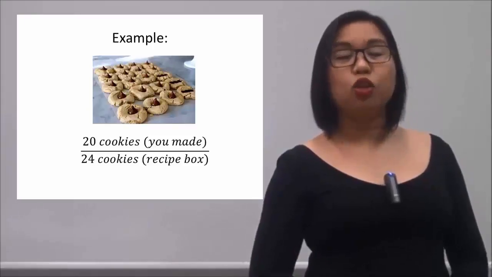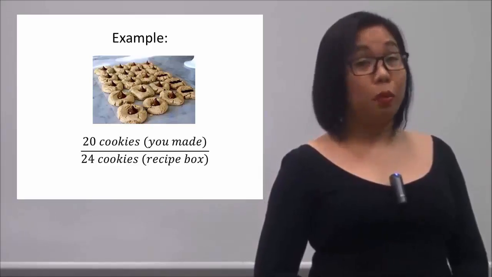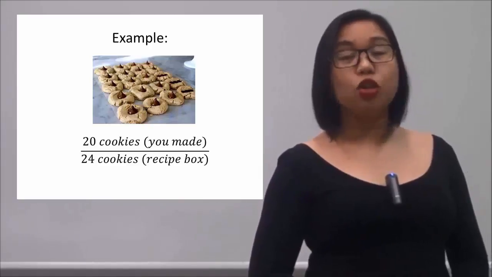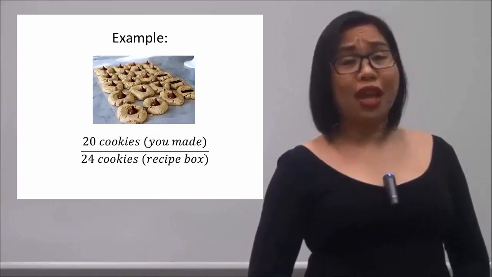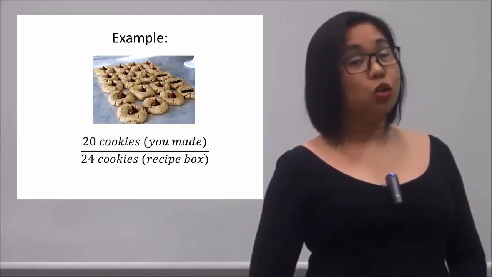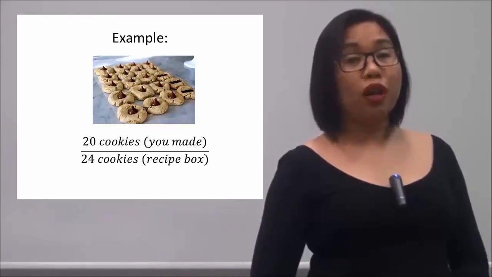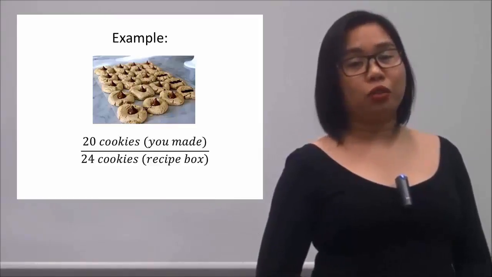I will explain to you what percent yield is in a practical way. For example, you baked 20 cookies, but according to the recipe box, you should have baked 24 cookies. Now, if you compute percent yield on that, 20 cookies divided by 24 cookies times 100% is equivalent to 83.33%.